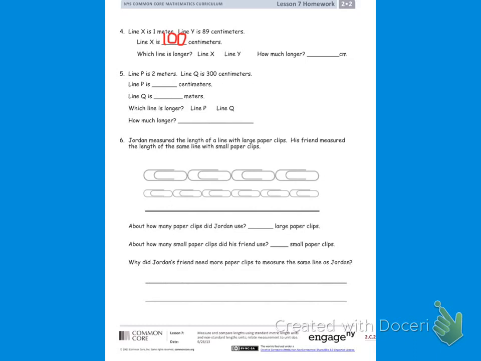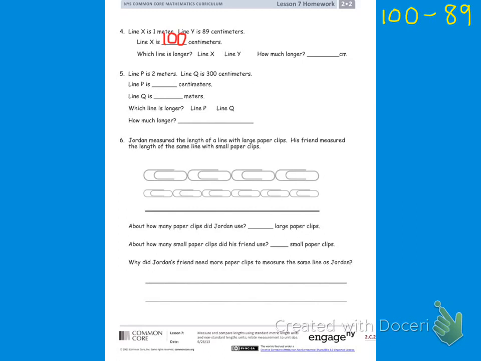Continuing on the same problem, it also asks us how much longer is line X than line Y. When we are comparing two things, we're trying to find the difference. So when you are finding the difference, we subtract, because the answer to a subtraction problem is called the difference. So we take 100 and subtract 89. Those are the values of line X and Y.